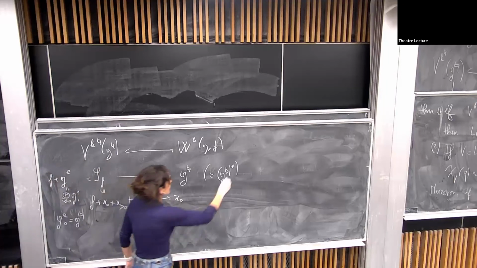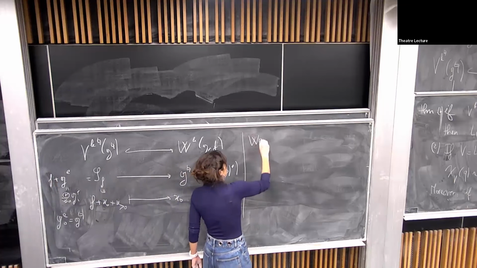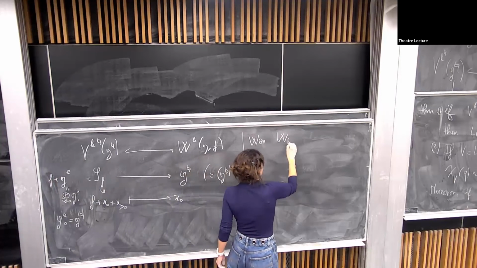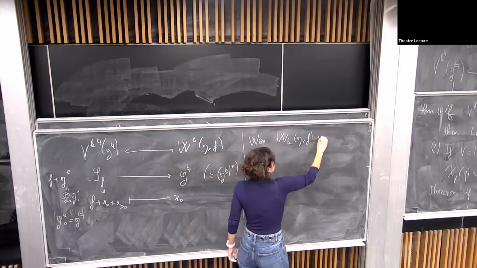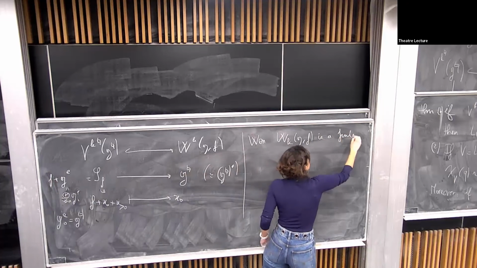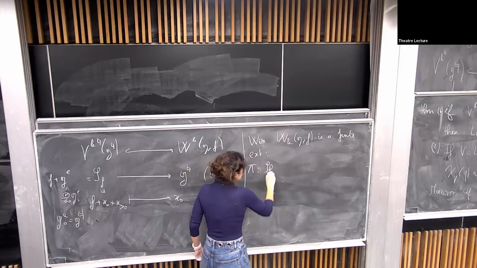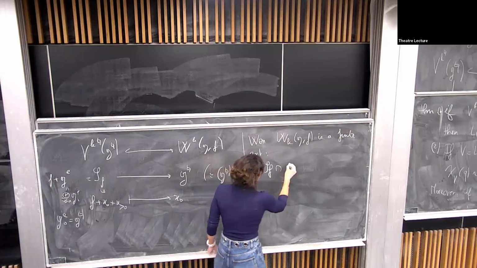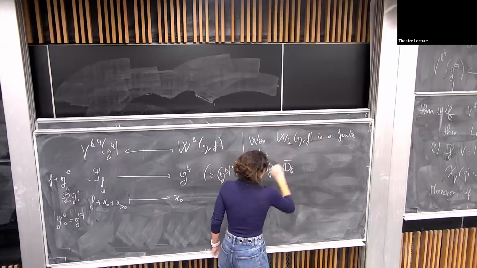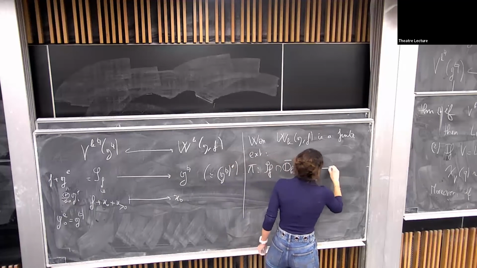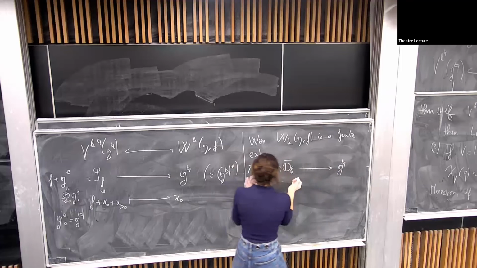And now, when the simple one is a finite extension, then pi is just a restriction to the corresponding nilpotent orbit closure. So it's actually the same morphism.